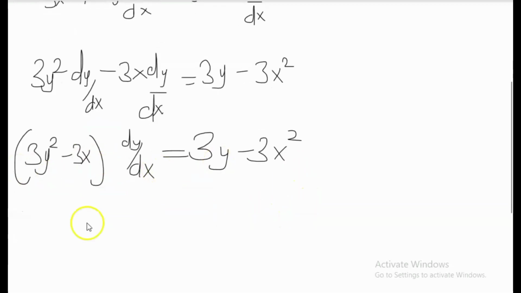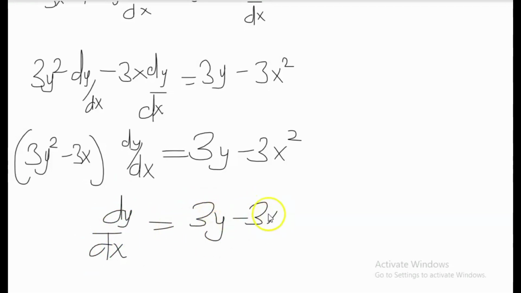So now we divide both sides by what we have here, so we can have dy dx on its own. So dy dx therefore is going to be equal to 3y minus 3x squared over 3y squared minus 3x. All right, and that's how you solve this particular question. It's as simple as that, and that's your answer.